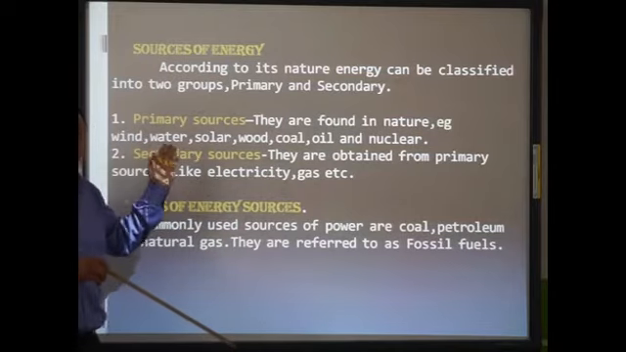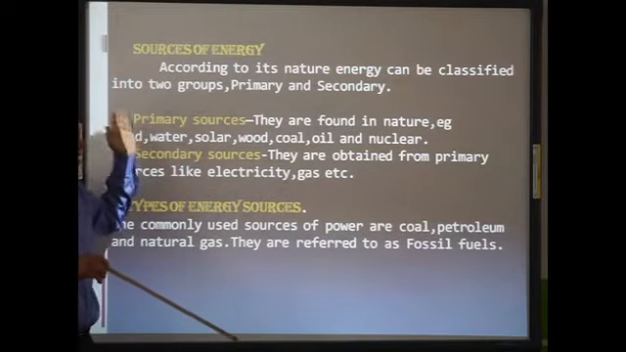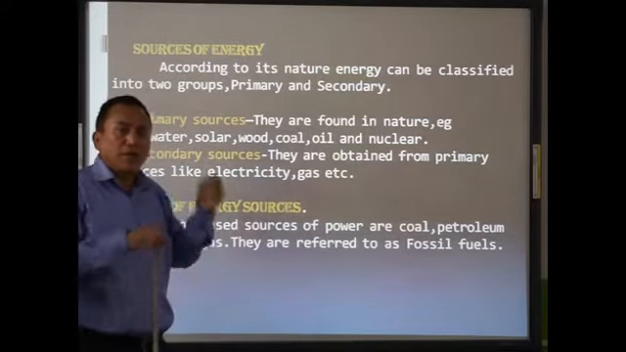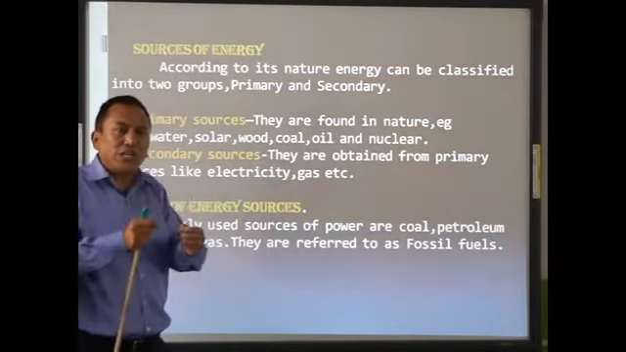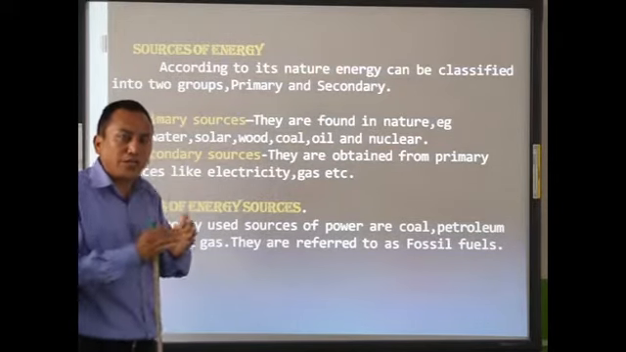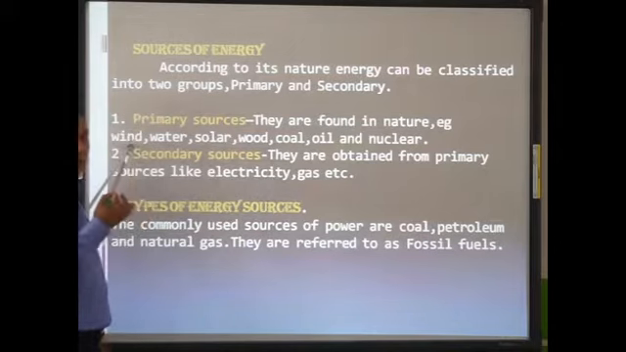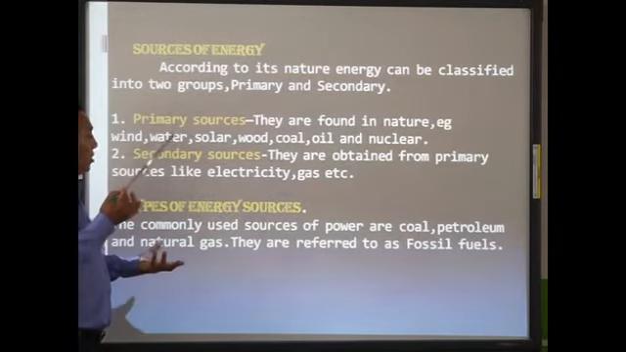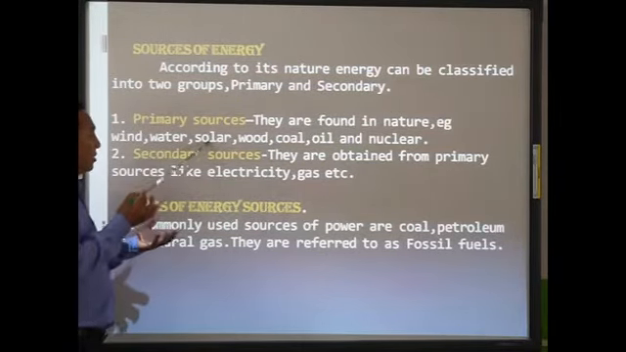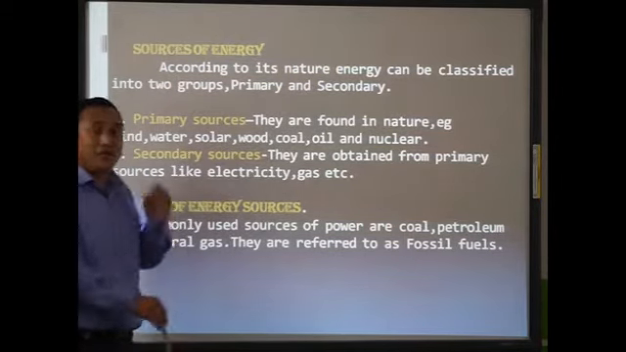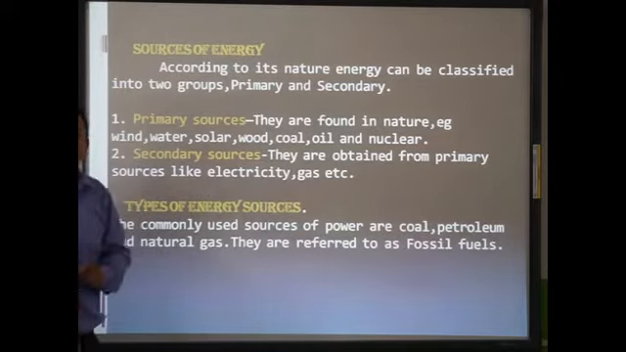Now which are the energies which come under the primary group? Under the primary group, we have the energies which are found in nature. The energies which we get from nature are called primary source of energy. Example, wind, water, solar, wood, coal, oil and nuclear. These are called the primary source of energy because we get them from nature.